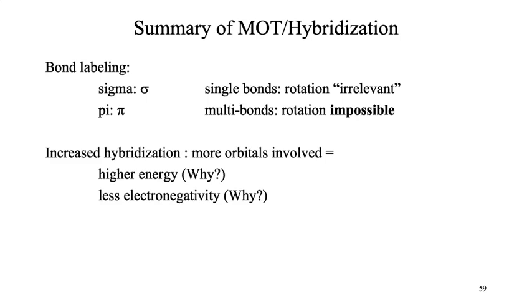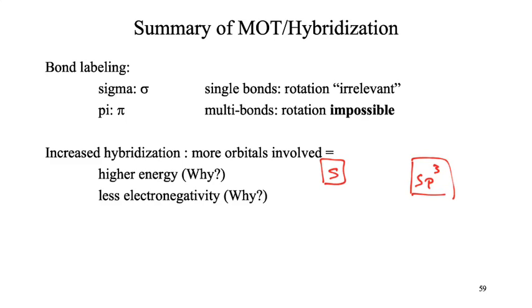Okay? Hybridization, the more orbitals involved, it goes to a higher energy. Why? Why more hybridization, higher energy? What would be not hybridized at all? S, awesome. What would be hybridized a lot? SP3. Why would SP3 be higher in energy than S? It has more P orbitals. The P orbitals are higher in energy than the S. The more you put in a higher energy orbital, what happens? It goes up in energy.